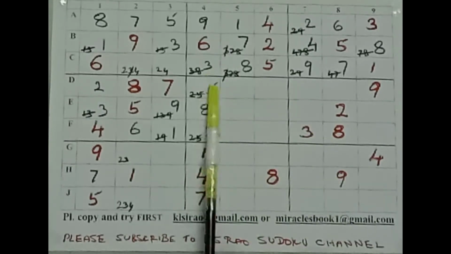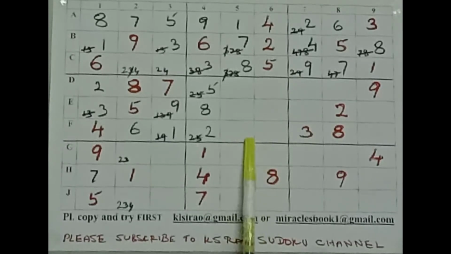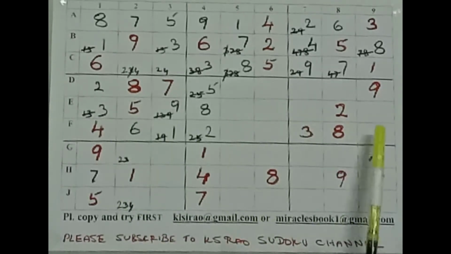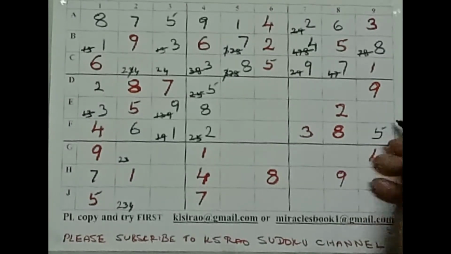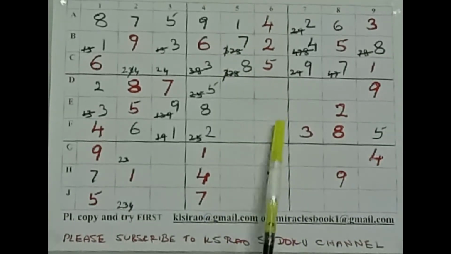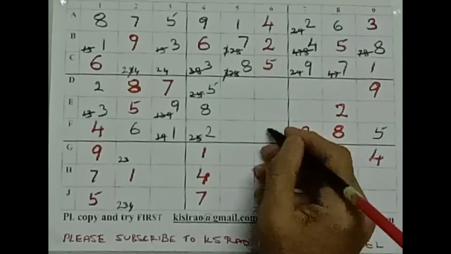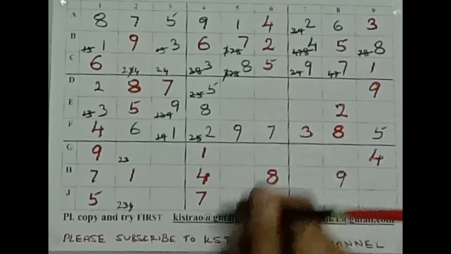This 5 being here, these 2 places we cannot repeat number 5. So in this row the only place for number 5 is this here. Let us write that. That's the place for 5. And then for 7 and 9, we have our 7 there above. So we can write our 7 here and 9 here. That's nice.